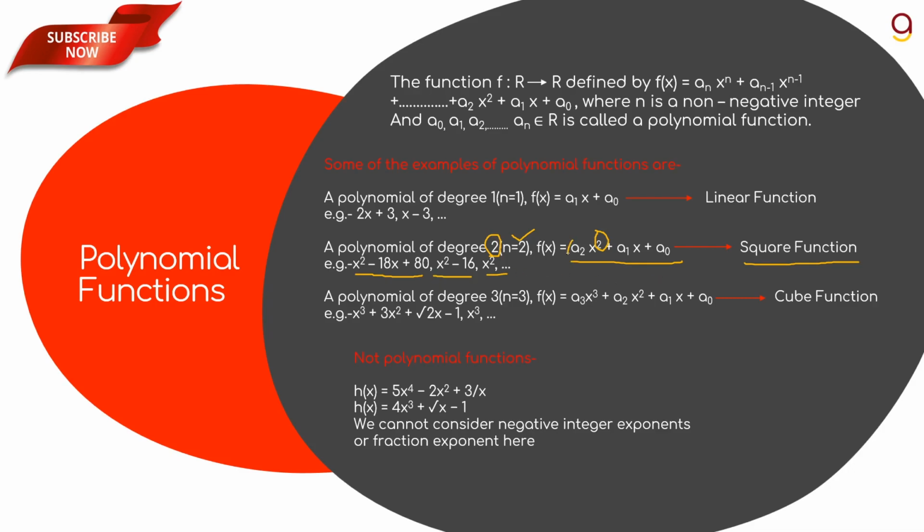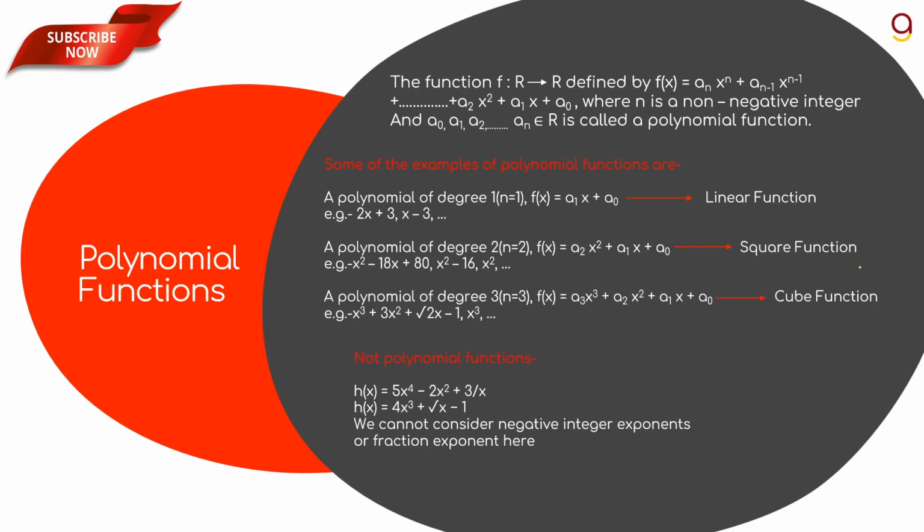So again, important point, a_2 cannot be equal to 0. The coefficient of x square cannot be equal to 0. If the coefficient of x square is equal to 0, then this won't be a square function. Now, let's see a cube function. Again, a polynomial of degree 3 when n is equal to 3 is called a cube function. That means the highest power of x in this case will be 3. So this is a polynomial of degree 3, and a_3, the coefficient of x cube, cannot be equal to 0 in case of cube function.